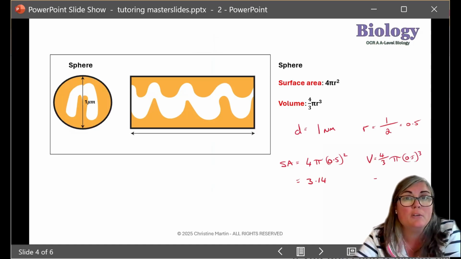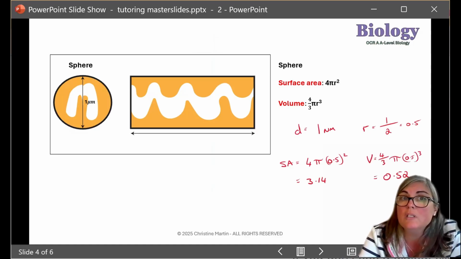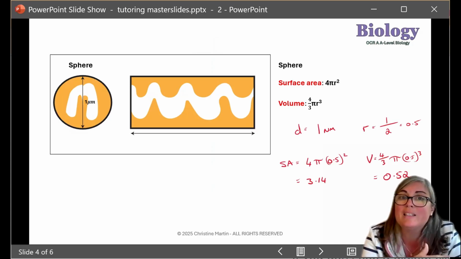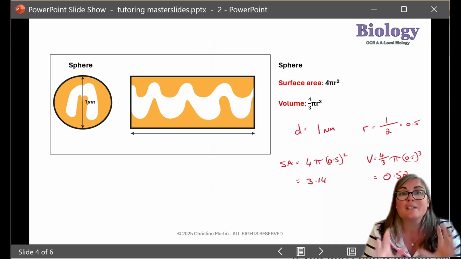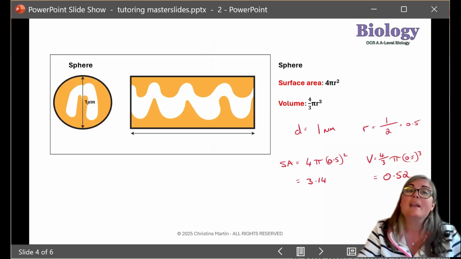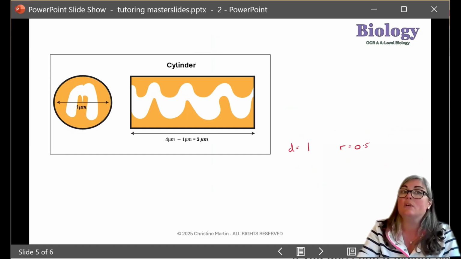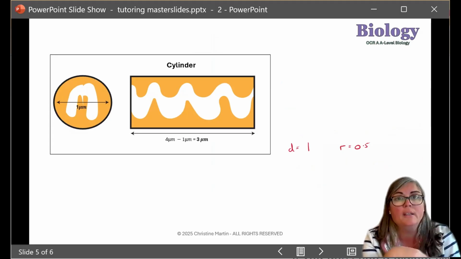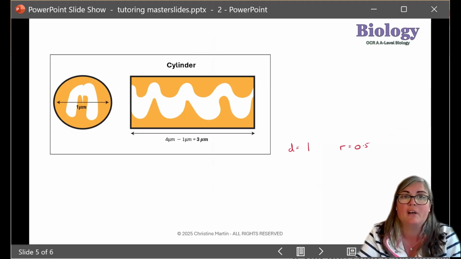Now we do the same thing with our volume. We know that it's 4/3 pi r cubed. So therefore, if we substitute in our radius, we get 0.52. So now we've worked out our surface area and our volume for our sphere. Now we need to take into consideration our cylinder. So we still know that our diameter is 1, therefore our radius is 0.5.